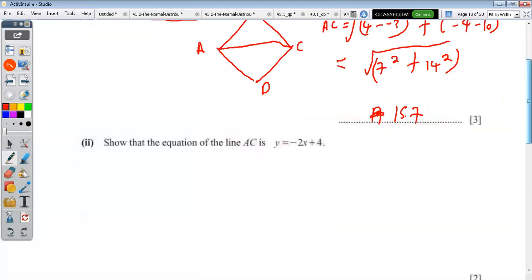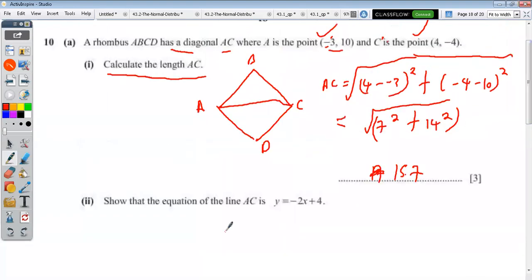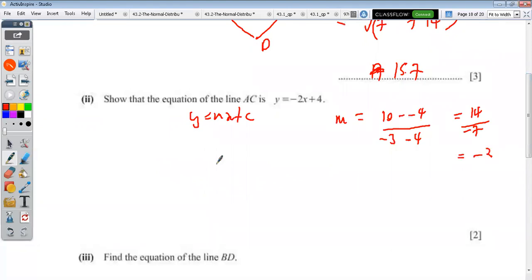Show that the equation of AC, we talked about it, equation between 2 points. So what you want is y is equal to mx plus c. You want the gradient first. So m is equal to the change in y over the change in x. So I can say 10 minus 4 over negative 3 minus 4. On top, what do I get? 14, divided by minus 7. If you use your calculator, you get minus 2. So it means y is equal to minus 2x plus c.